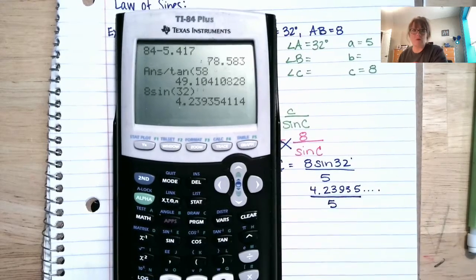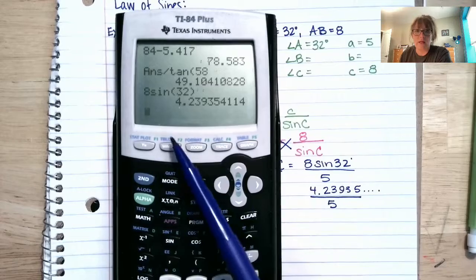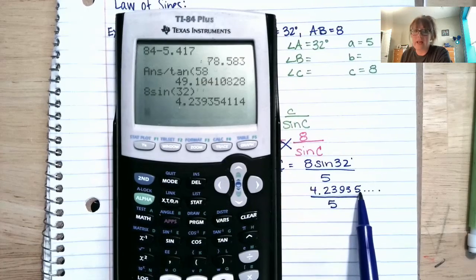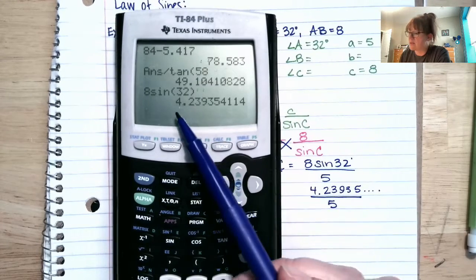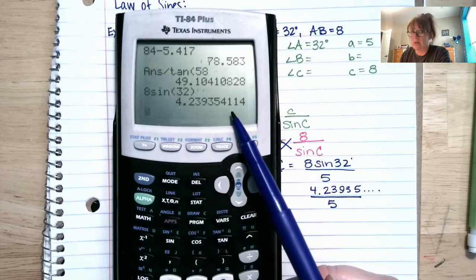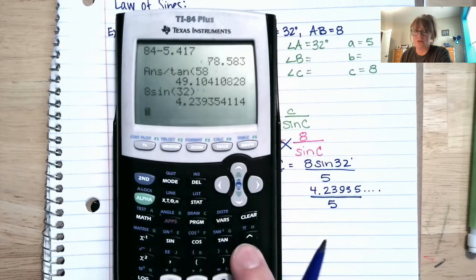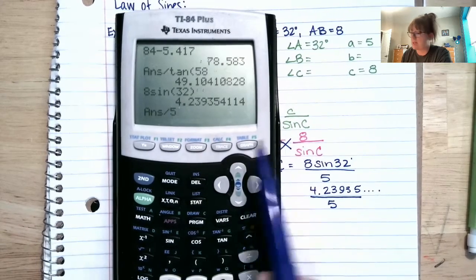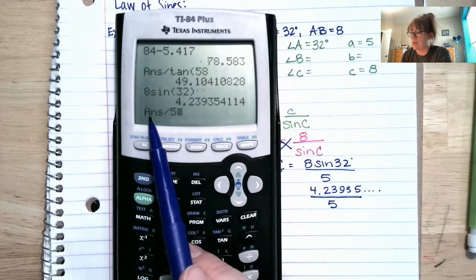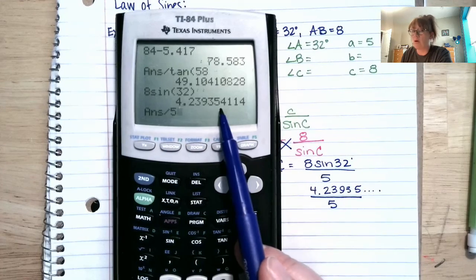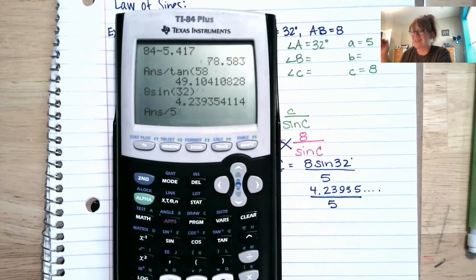I know I showed this once in an earlier video, but we'll do it again. Instead of typing this whole thing in again and then divided by 5, since it's our last entry in our calculator, we can just push divide by 5. It takes this whole value in there for the answer and divides by 5. It only works with the last answer that you have.